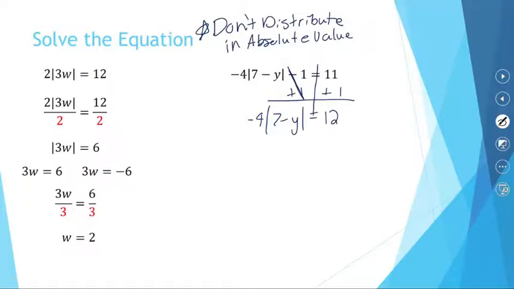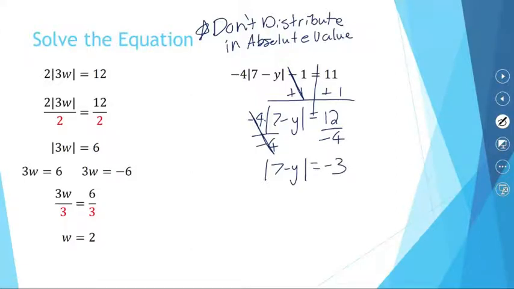Remember, the 7 minus y does not interact with negative 4. If I want to get rid of negative 4, I need to divide it, since we're multiplying on that side. So divide it to get rid of it, cancel it out. We'll have the absolute value of 7 minus y equals negative 3.